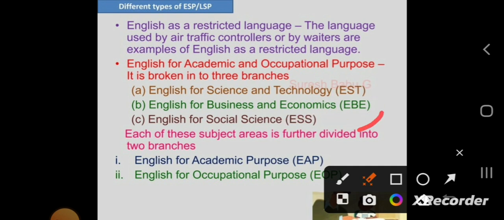English for business and economics. It covers the language used in business and economic contexts. It includes skills for writing reports, understanding business jargon, and participating in business negotiations and presentations. English for social science. It deals with language skills required for the study and discussion of social sciences such as sociology, psychology, and anthropology. This includes understanding and using terminology specific to these fields and engaging in academic discourse.